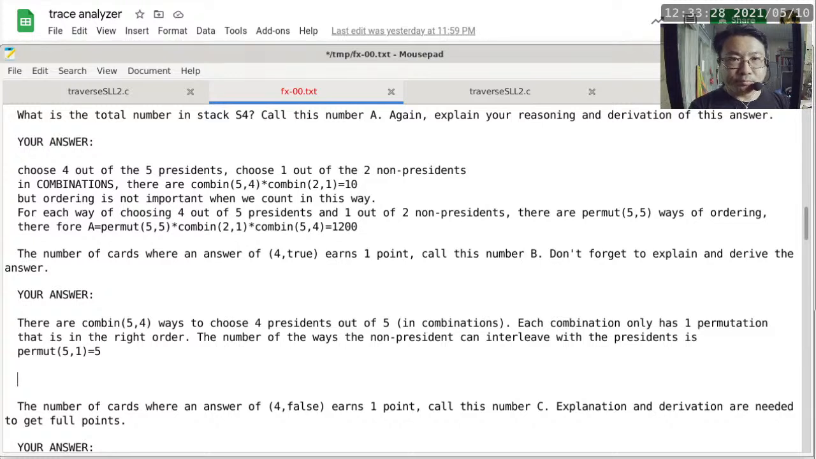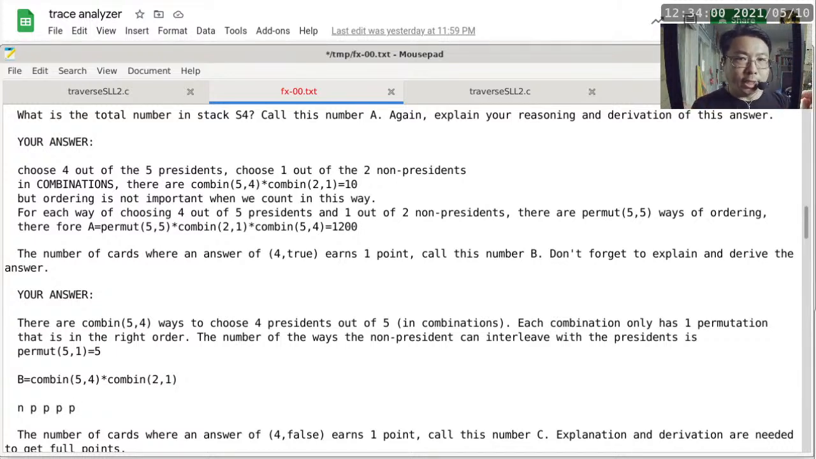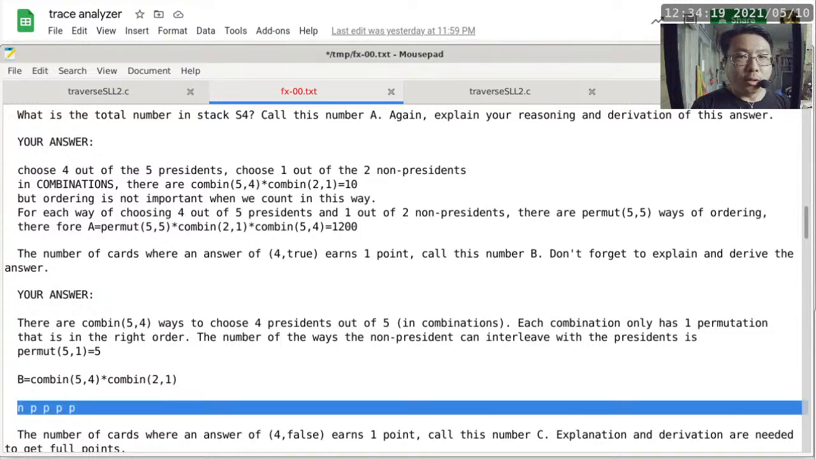So in this case, the question is asking how many of the cards have exactly 4 presidents and the presidents are in the right order. So now the answer B is going to be combine 5-4, and we still have to multiply by combine 2-1 because there are 2 non-presidents. Let me give you an example. We'll just use n p p p p as the way we arrange the non-president within the presidents, and the presidents are in the right order. What we choose for these 4, we don't really care because that's already taken care of using combine 5-4. But the n can be Schwarzenegger, and it can also be Einstein. So there are 2 cards of exactly this property, and that's why we have to multiply that by combine 2-1.